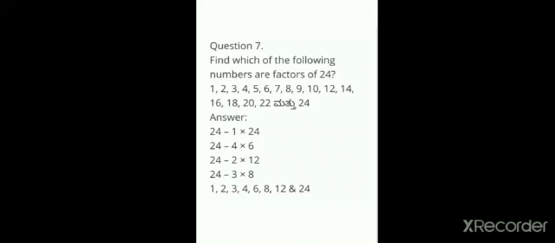So the answer is, the factors of 24 are 1, 2, 1 into 24 is 24, 2 into 12 is 24, so 2 is a factor. 3 8s are 24, that's why 3 is a factor. 4 6s are 24, that's why 4 is a factor. 6 4s are 24, that's why 6 is a factor. 8 3s are 24, that's why 8 is a factor. 12 2s are 24, that's why 12 is a factor. 24 1s are 24, that's why 24 is a factor.